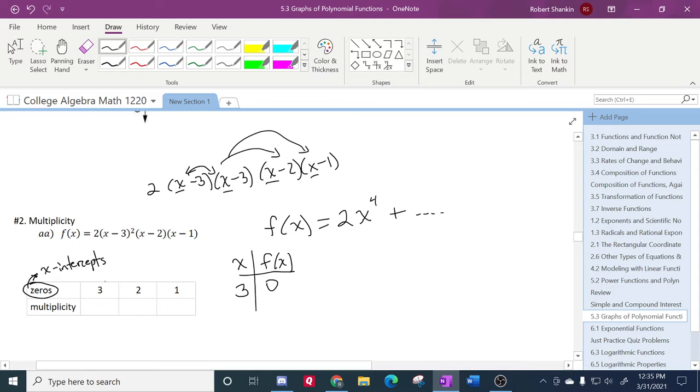And what we say is the multiplicity of 2 and 1, we can look at up here, these are multiplicity of 1. But this one, if you plug in 3, somehow that causes 2 zeros in there. So we call it multiplicity 2. It's the exponent on this term that caused the 0. So it's multiplicity 2, 1, and 1.